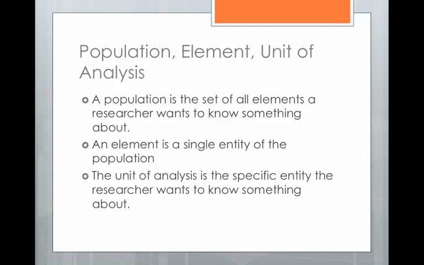But let's start with these ideas of population, elements, and units of analysis. To start with, a population is the set of all of the elements that a researcher wants to know something about. And an element is just a single entity of the population. So the population is everyone or everything that we want to know about, and the element is the individual piece within that population. And the unit of analysis is the specific entity that the researcher wants to know something about.